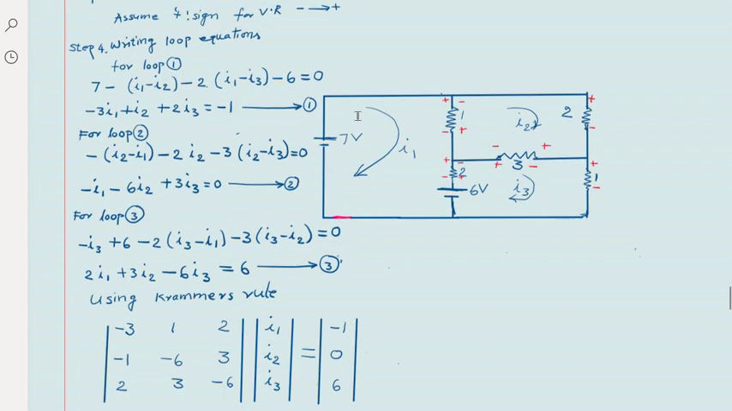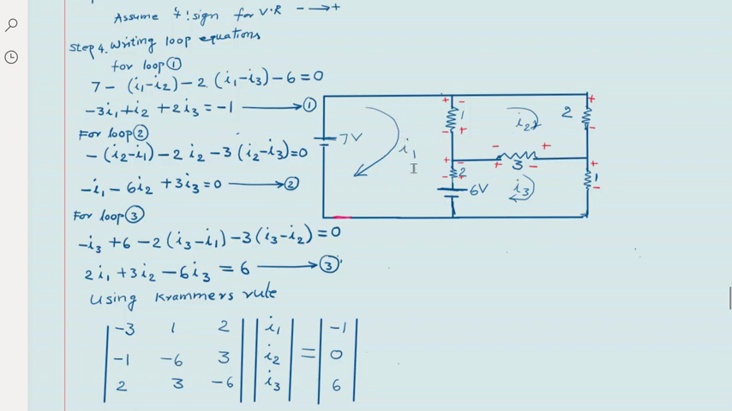So as I said, this is the circuit which is redrawn here, and I assume this is loop 1, this is loop 2, and this is loop 3. For loop 1, the current flowing is I1. For loop 2, the current flowing is I2. For loop 3, the current flowing is I3 in this direction.